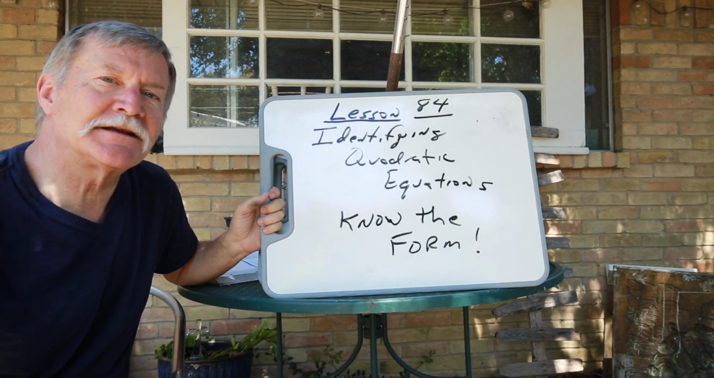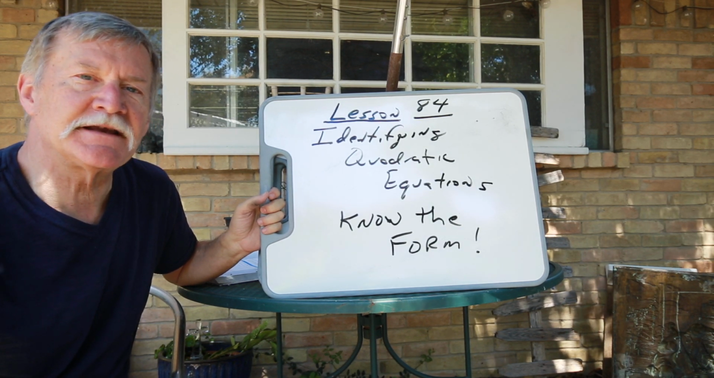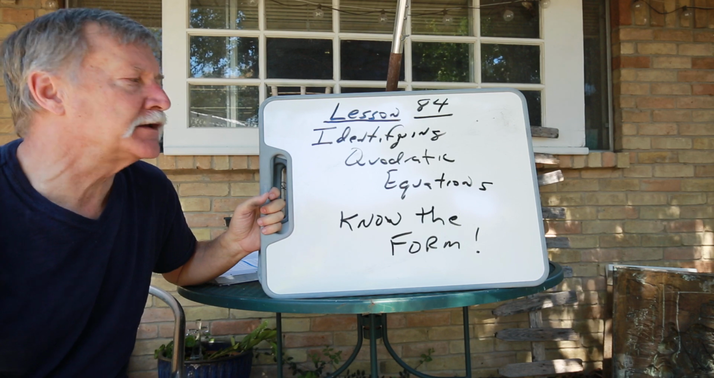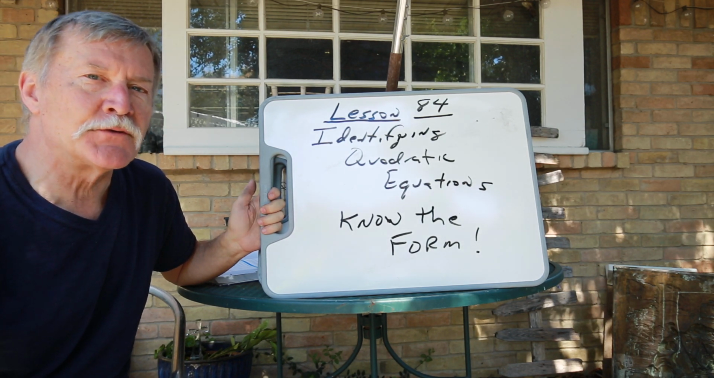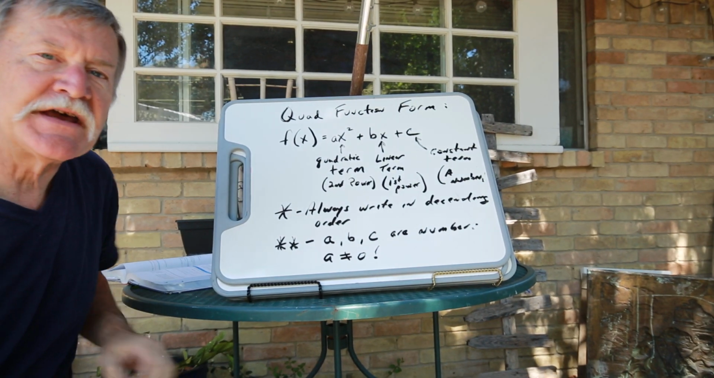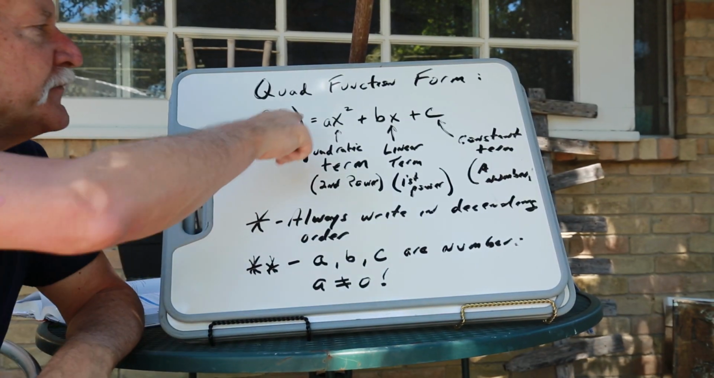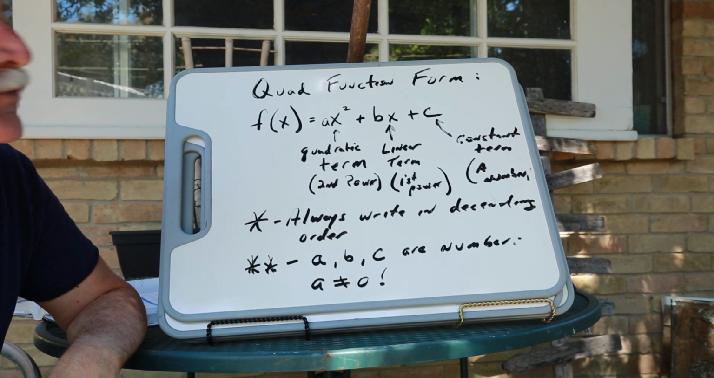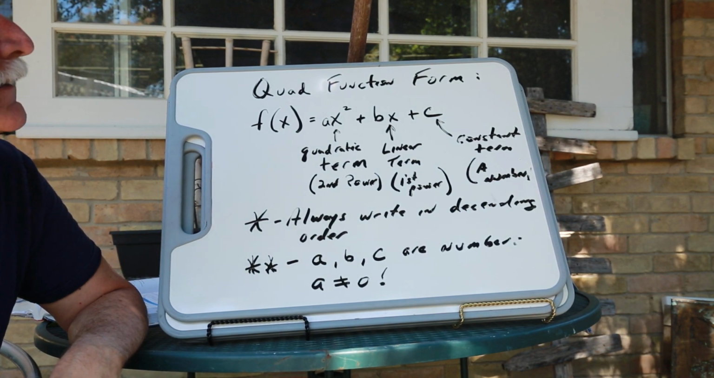Welcome to Online Algebra, starting with Lesson 84, Identifying Quadratic Equations. Know the form. Quadratic equations have a particular form. f of x equals ax squared plus bx plus c.